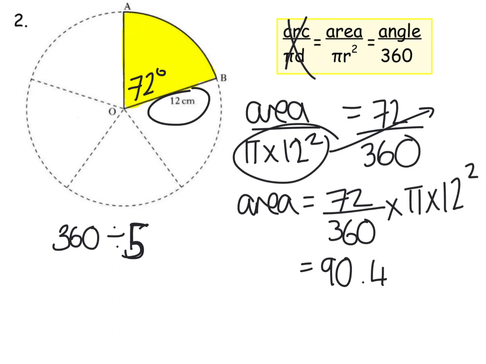90.477. So to 2 decimal places, that will become 48 centimetres squared. Again, don't forget your units.